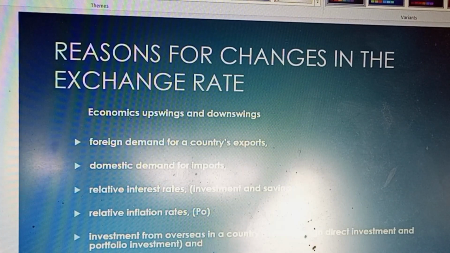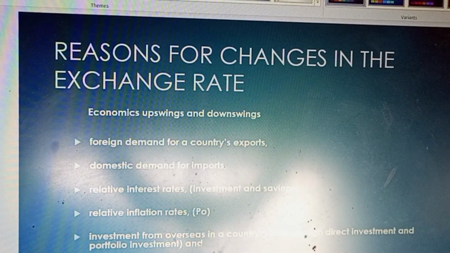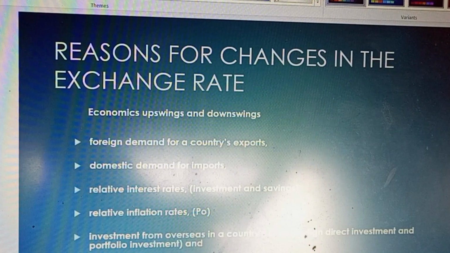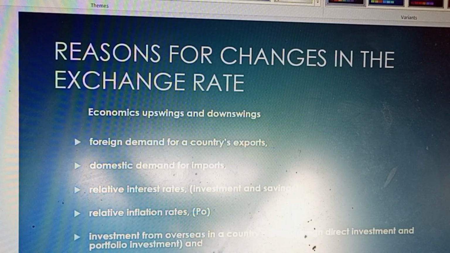Now, inflation rate is another common thing that affects a country's exchange rate, or the exchange rate in general. What do we mean by inflation? Every country has its own inflation rate. Differences in inflation rates will also lead to changes in the exchange rate. For example, if the inflation rate of a country is higher than that of its trading partner, exports will become more expensive.